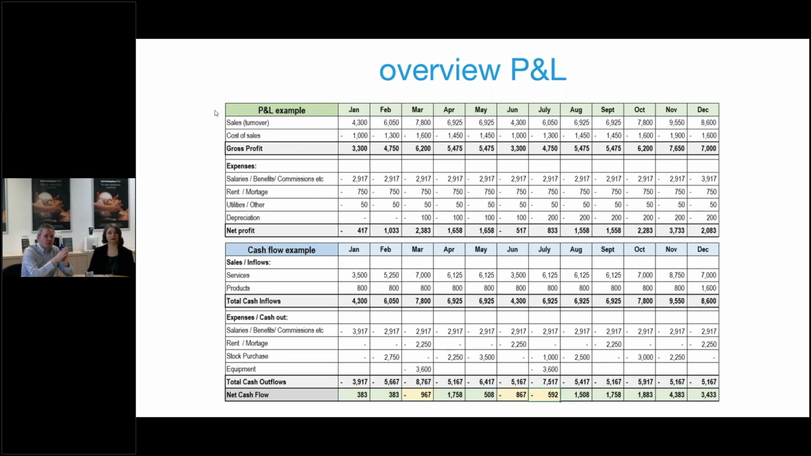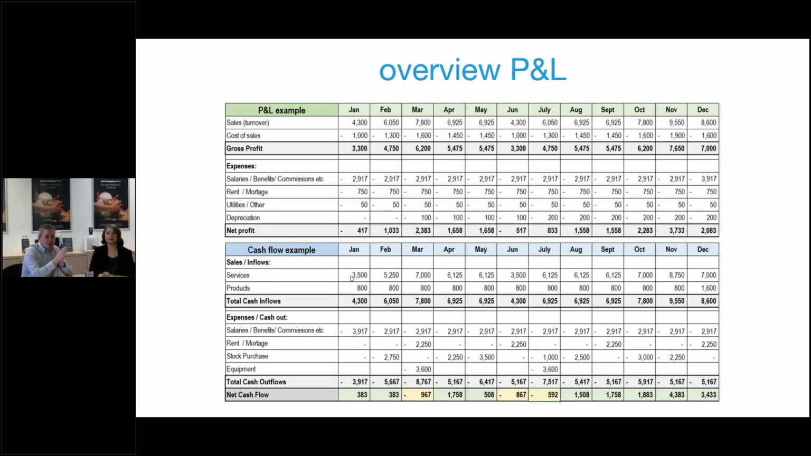Now, we just talked about the commission scenario. So if you look at the December column on this sheet and you look at the salaries, benefits, commissions line, in the P&L, you can see an amount of 3,917. Now that essentially includes this extra 1,000 for commission that we're agreeing we're going to pay our staff. However, we don't pay that until January. So what you see in the cash flow at the bottom is that we see the 3,917 in the cash flow in January, but the corresponding January for the P&L, you won't see that. So that's one of the timing differences.